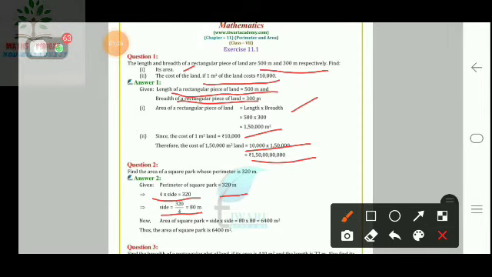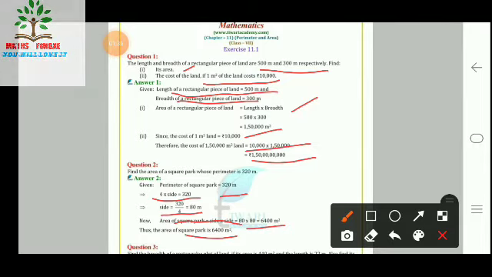Then area of a square is side into side, so area of the square park is 80 into 80, which is equal to 6400 meters square. So thus the area of the park is 6400 meter square.